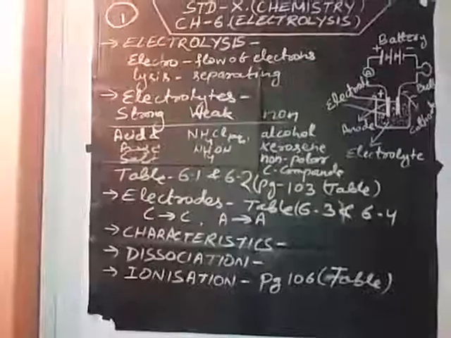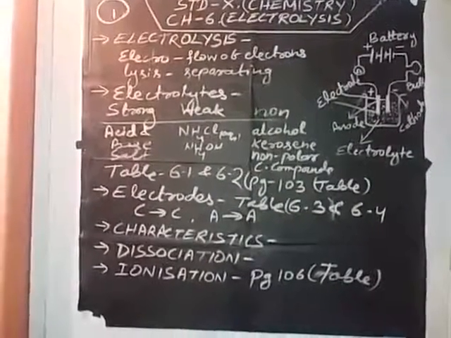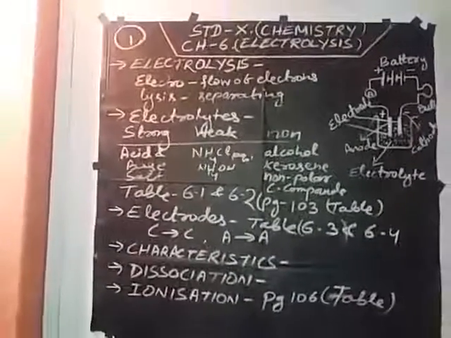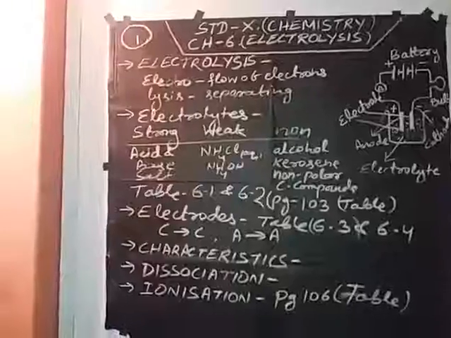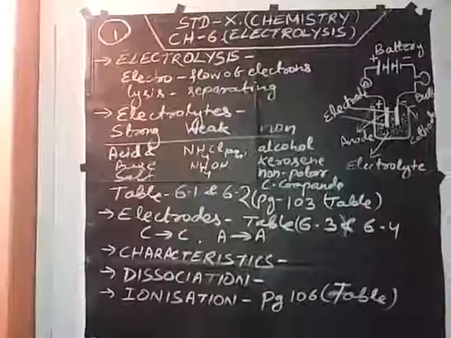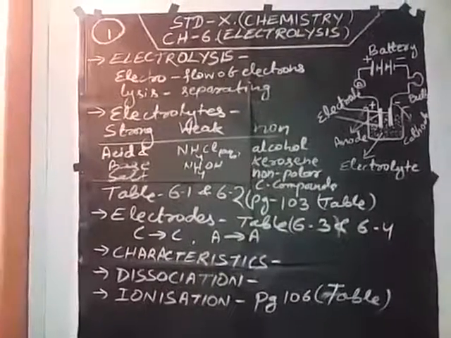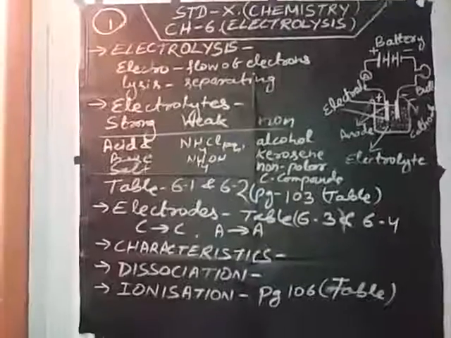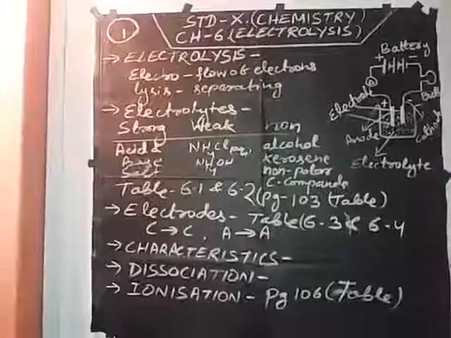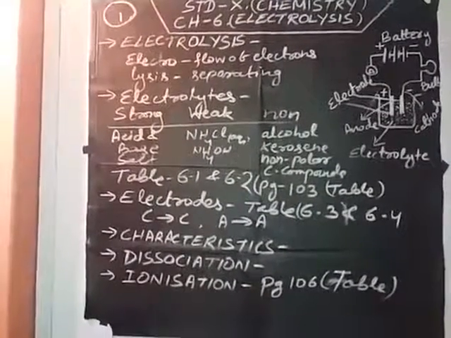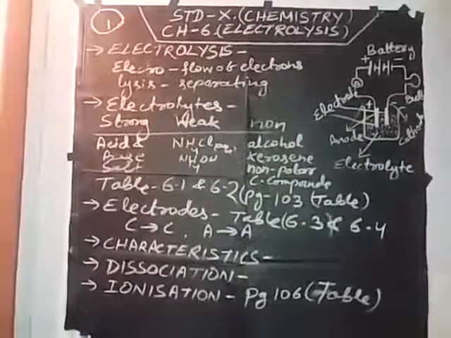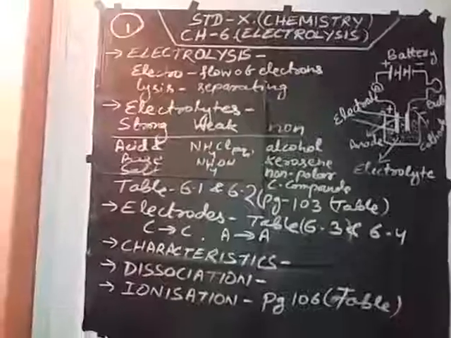Acids, bases and salts are electrolytes, because they can dissociate into corresponding ions to flow electrons at cathode and anode. On page 103, see the table of which acids are strong, which bases are strong, which salts are strong. Generally, metallic salts in their fused state can conduct electricity. You see, lead bromide conducts electricity, forming lead ion and bromide ion.